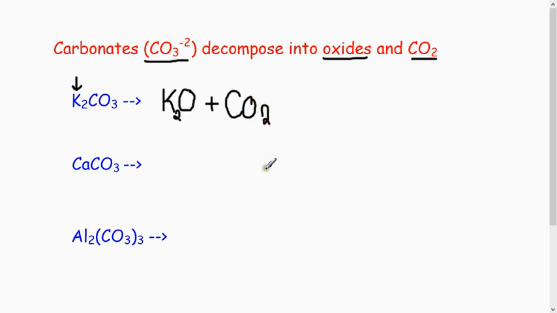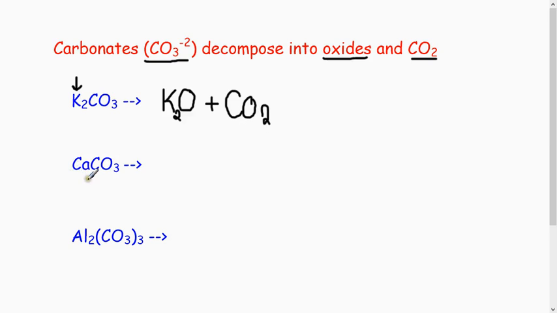Once we have the formulas for the products, we need to go through and balance it. There are 2 potassiums on the left, 2 on the right, 1 carbon on the left, 1 carbon on the right, 3 oxygens on the left, 1 oxygen in my oxide, and 2 in my carbon dioxide gives me 3 oxygens on the right. So this is balanced with just coefficients of 1 for everything. If you want to put the ones in, you may, although that is not required.